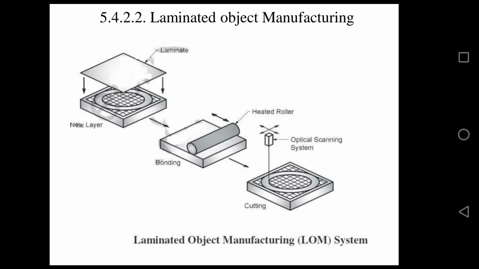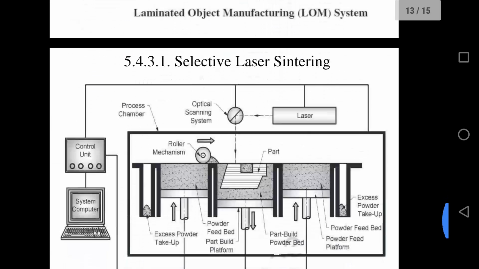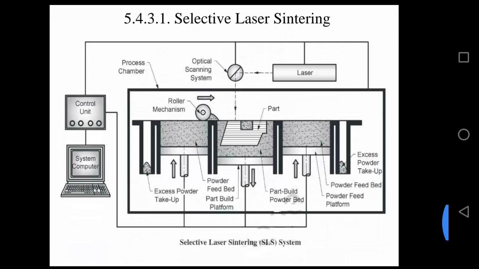Okay. So next comes powder based rapid prototyping systems. In the powder based rapid prototyping system, the initial form of material used is in the powder state, like grain like forms. In this one we have two types of methods or systems. The first one is selective laser sintering, and the second one is 3D printing. So let's see selective laser sintering.